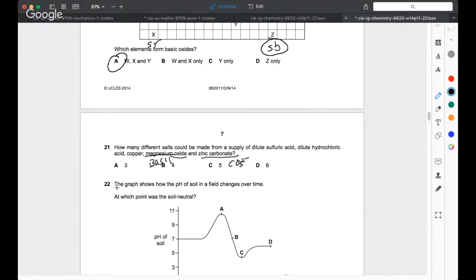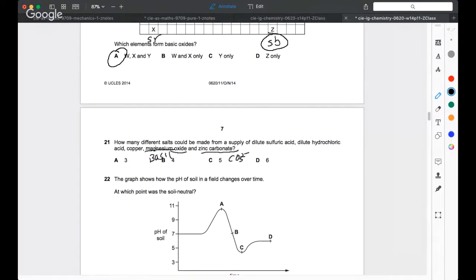Okay, so number 21. We have sulfuric acid, hydrochloric acid, copper, magnesium oxide, and zinc carbonate. Copper will not react with acid because copper is lower in the metal activity series than the proton. So copper cannot react with acid.